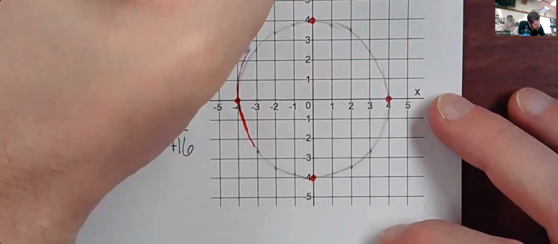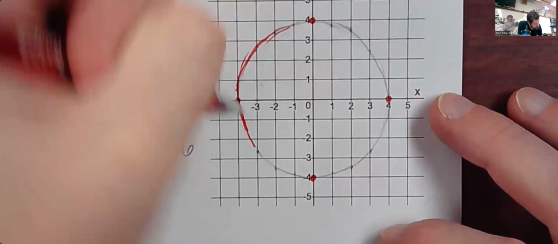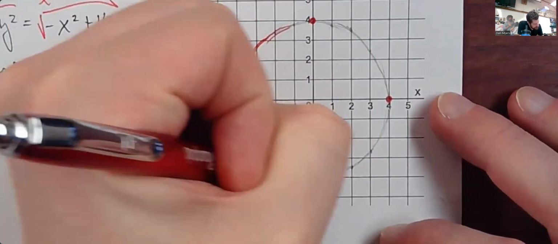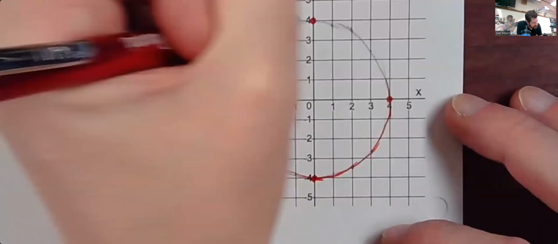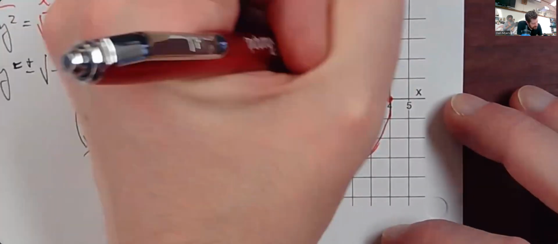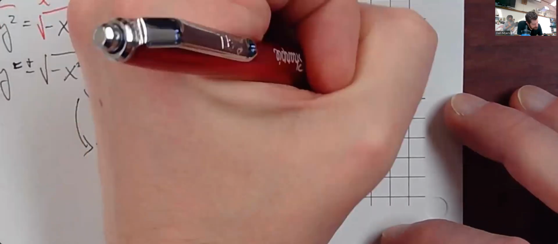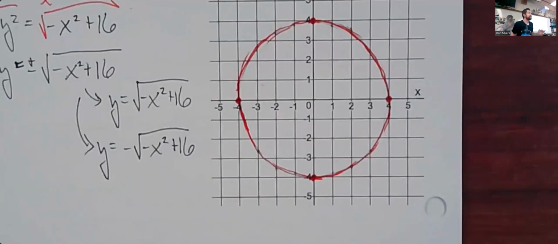Again, I don't really care how perfect your circle looks, but for myself, I like being fairly detail oriented and making it look as nice as I can. So that's a circle-ish. Okay. So that's our answer there. There's our graph. Now we just got a few more things to talk about.